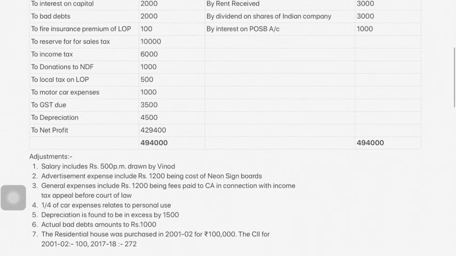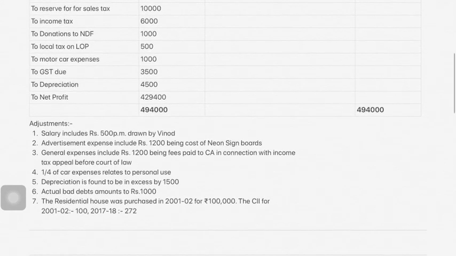Okay. So depreciation 4500. Okay. Now let's see the adjustments. Net profit is his net profit.